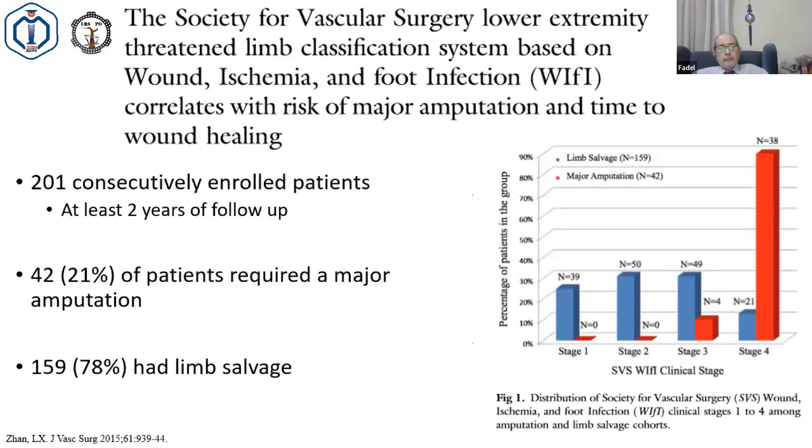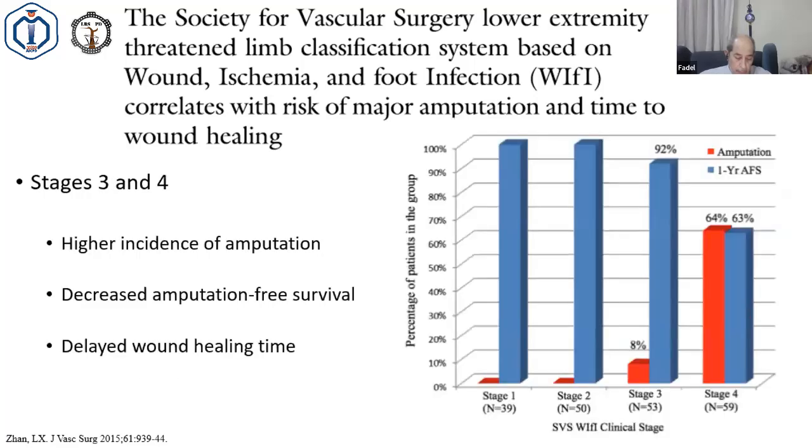Many articles have been written on the WIfI score by the SVS, WIfI being wound, ischemia, and foot infection. This is one by Jeon et al. in 2015, correlating the WIfI score with risk of major amputation and time to wound healing. This is impressive because they had 201 consecutively enrolled patients, and each one had at least a 2-year follow-up. 42, or 21%, of these patients required a major amputation, defined as either a below-knee or above-knee amputation, and 78%, or 159, had limb salvage or did not require that higher level amputation.